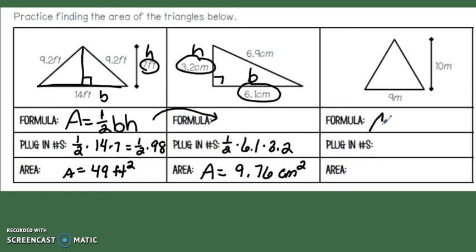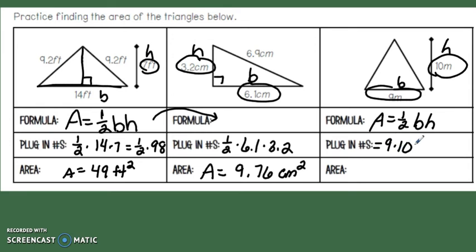Again, we have the same formula. Area is equal to 1/2 base times height. Here is our base. 10 is the height. So we are going to take 9 times 10 times 1/2. 9 times 10 is 90. Half of 90 gives us an area of 45 meters squared.